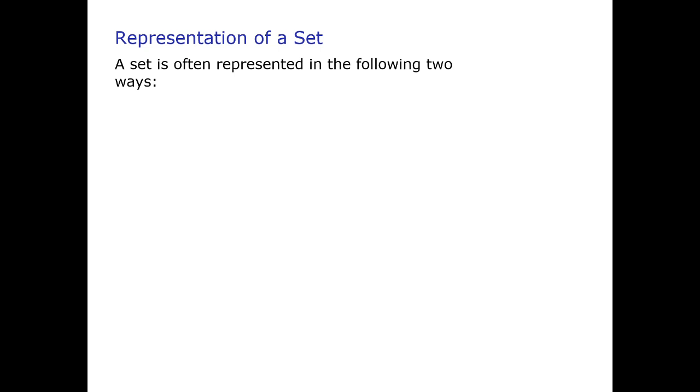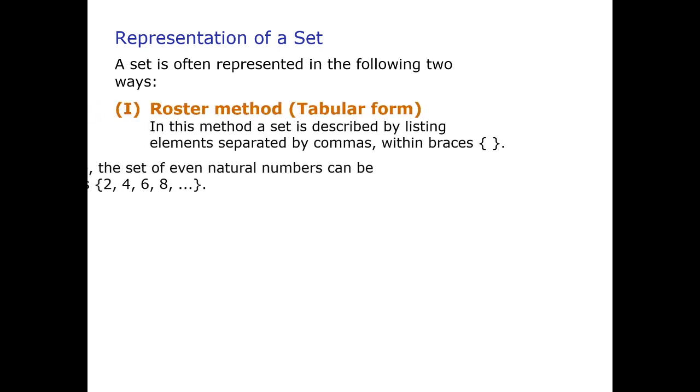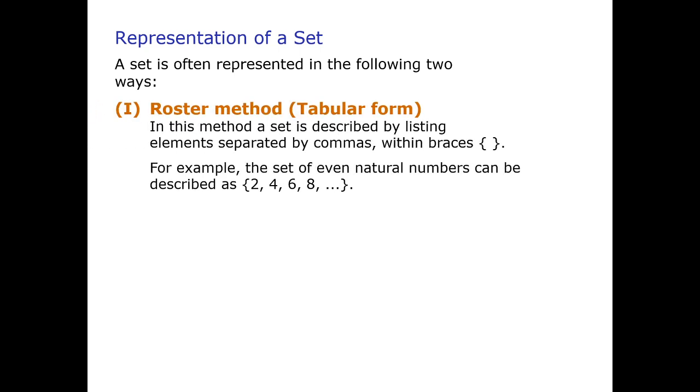Now, representation of a set: there are two ways. One is the roster method, or we call this the tabular form also. In this method, a set is described by listing elements separated by commas within braces. For example, the set of even natural numbers can be described as {2, 4, 6, 8, ...}.